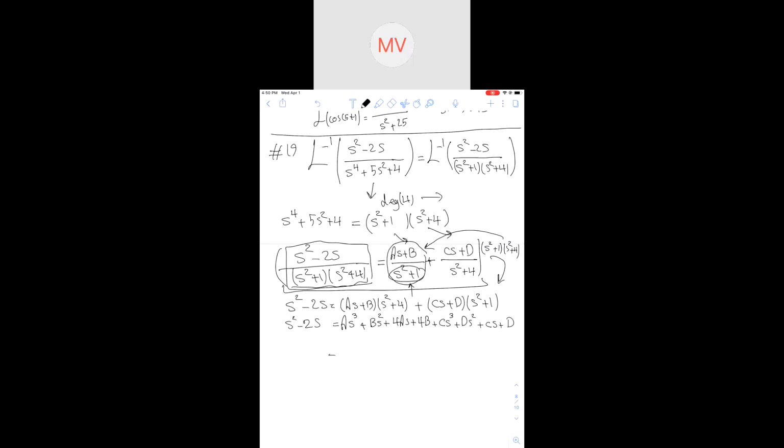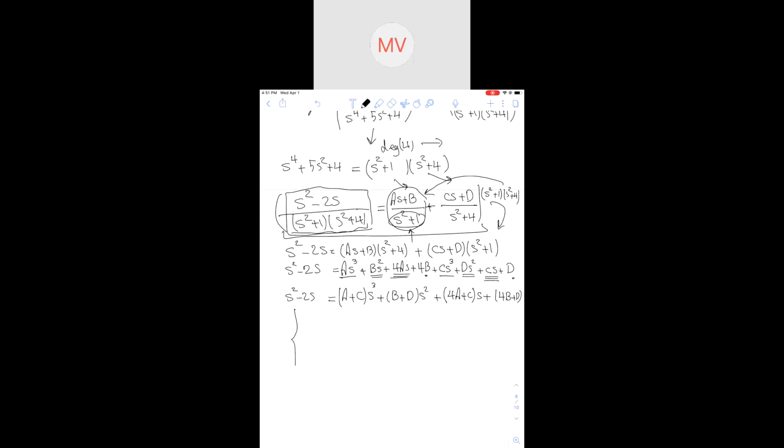On the left side, I have the same thing. Let's combine like terms. I have cube terms, that one and that one, so we get a plus c as the coefficient of s cubed. Simply factor s cubed out of those two. Those are my square terms, which is b plus d times s squared. Now the s terms: it's 4a plus c times s. And the constant terms are 4b and d. On this side, I have s squared minus 2s. Now let's match up the coefficients. What's the coefficient of s cubed on the left side?